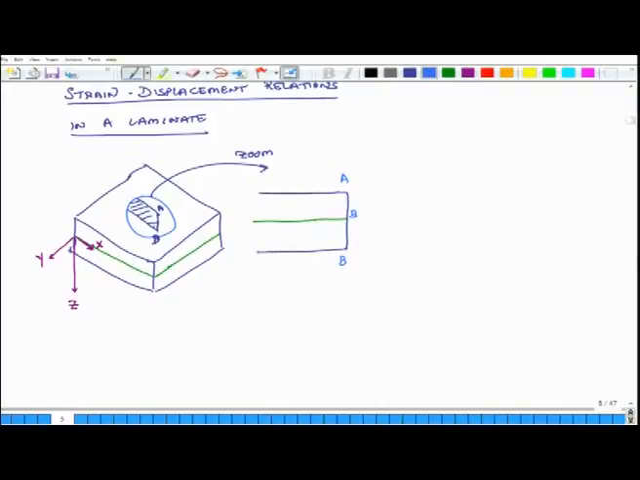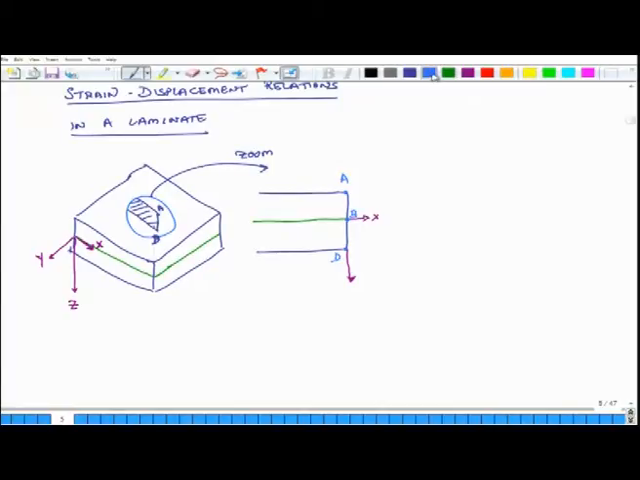So, this is my x axis and my, excuse me, this is point D. So, the lower point is point D, this is point A, this is point B, and the axis going normal to the plane of this board, that is my y axis.